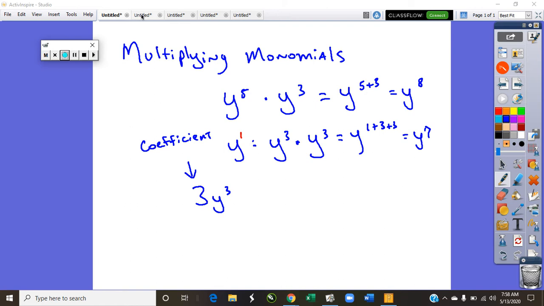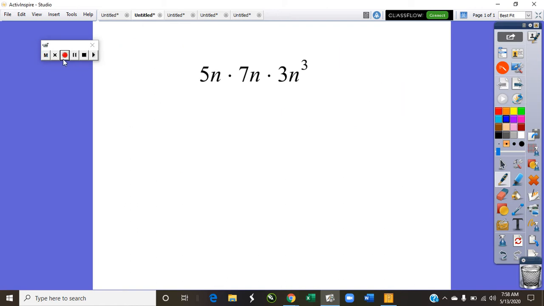Okay, let's take a look here. If I have a number that looks like this, I have some coefficients here, don't I? I have a 5, a 7, and a 3. So what I'm going to first do is take my coefficients and multiply them. So 5 times 7 times 3. Well, 5 times 7 is 35, and 35 times 3 is 105. Is that right?